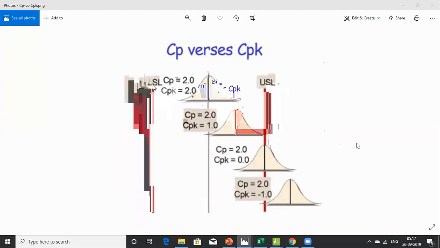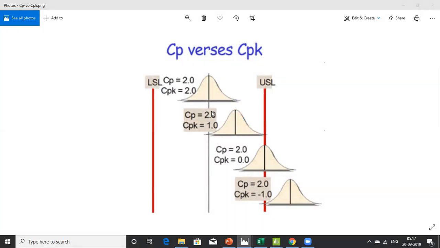Now here you have the LSL as well as the USL, right? And your central tendency is somewhere here. And for this particular distribution, the CP value that you've got is 2. And the CPK value you've got is again 2, right? So any value which is 1 and above means that your process is capable. And I will show you how that calculation is done.